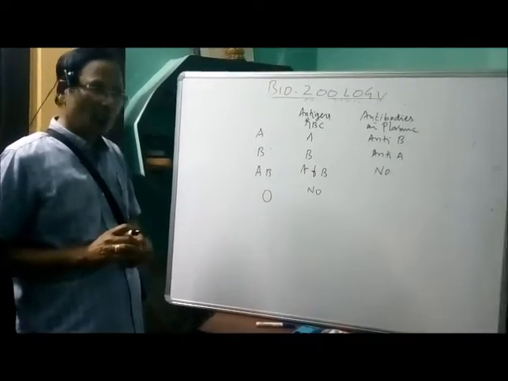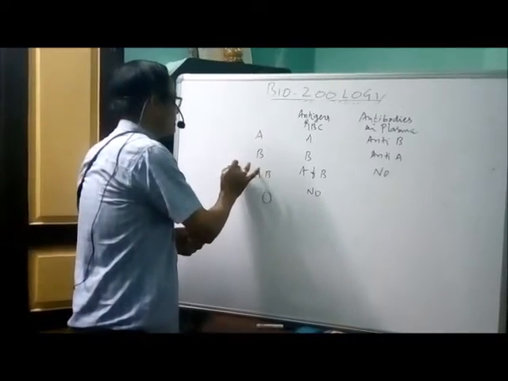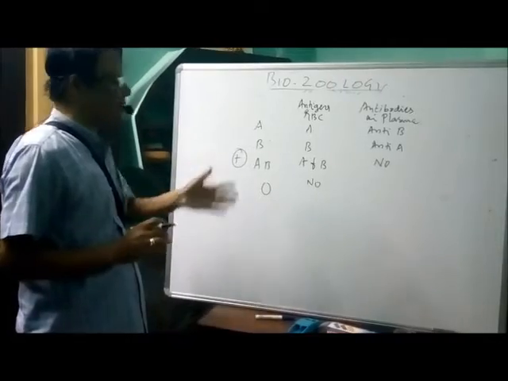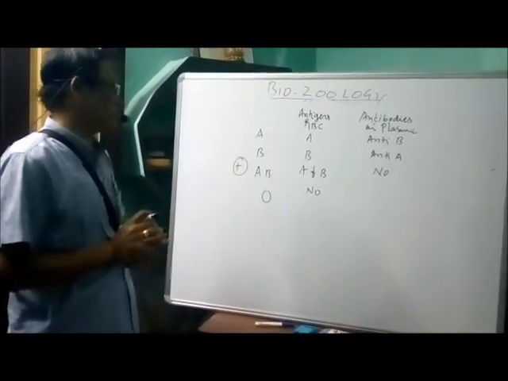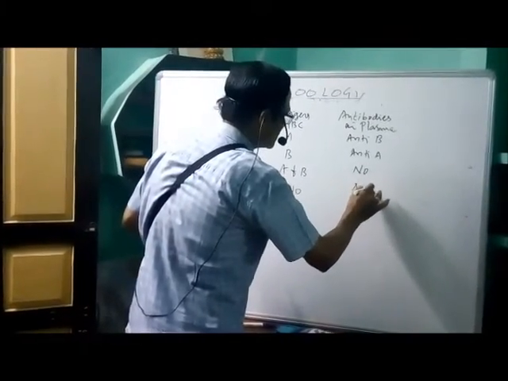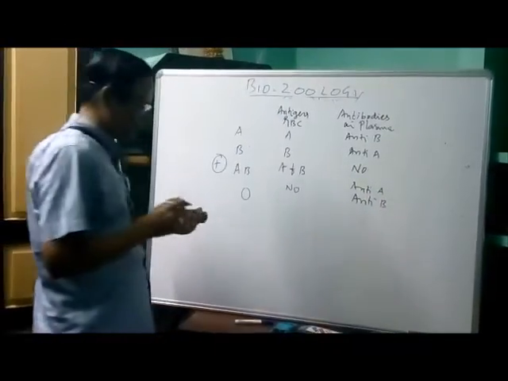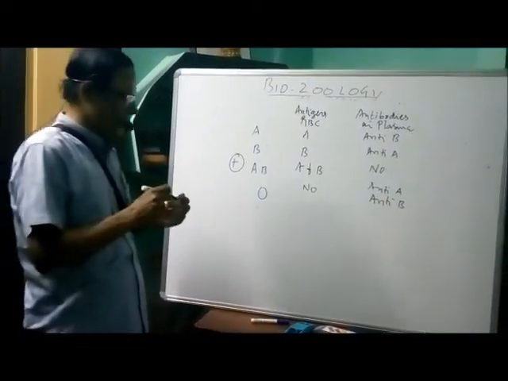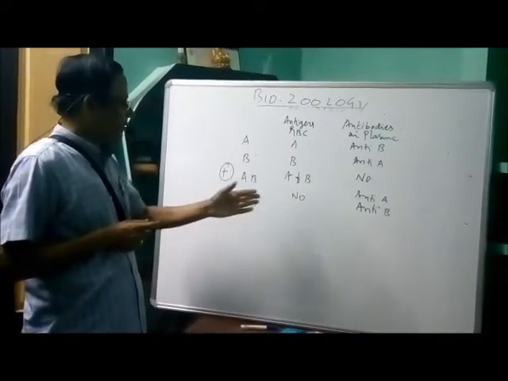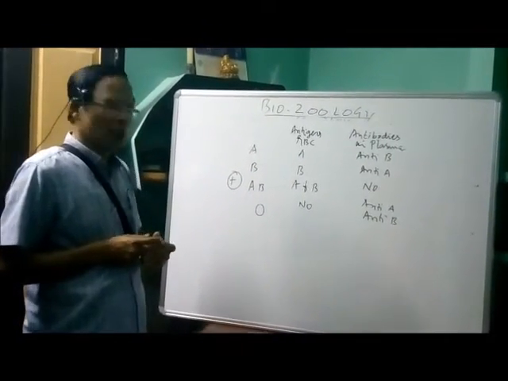Nothing would happen. The universal recipient is AB positive, not AB negative. I discussed this; I don't repeat the same thing once again. And if you take the O blood group person, they have both anti-A and anti-B antibodies. O blood group has no antigens, so it can be given to anybody. That's why the O blood group is called universal donor.